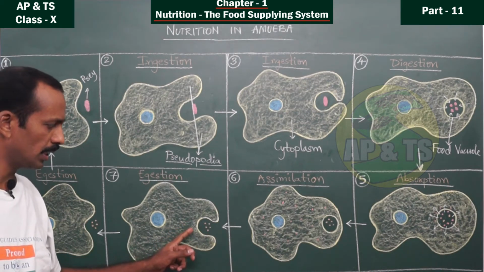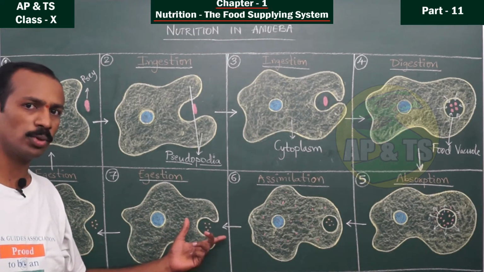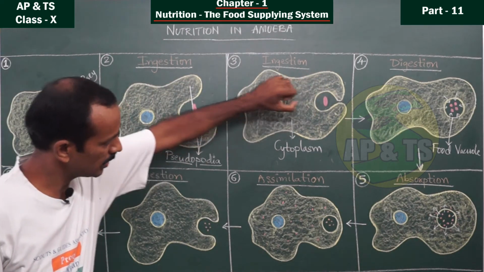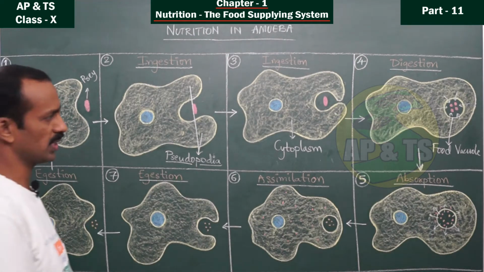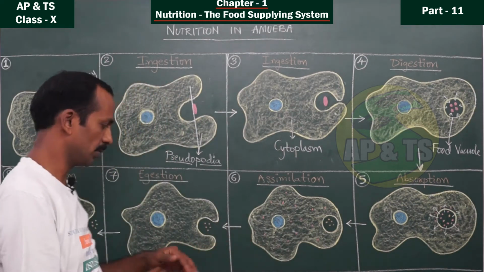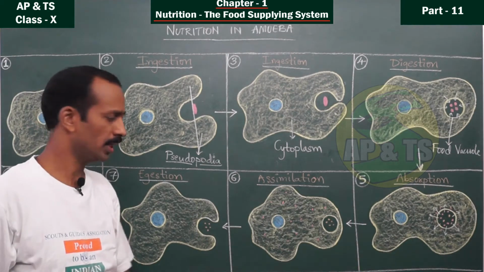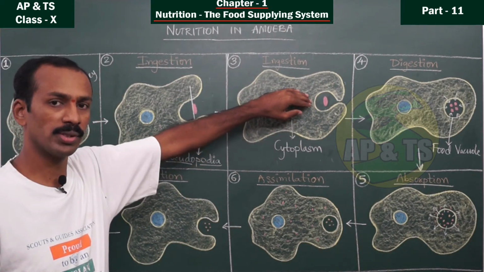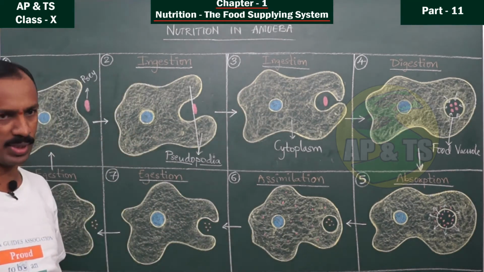Okay, this process of sending the undigested food outside is called exocytosis. The process of taking the food inside the body is called endocytosis. Endocytosis means cell eating. Exocytosis means cell excreting. Something the cell is taking inside is endocytosis. Something the cell is sending outside is by exocytosis.